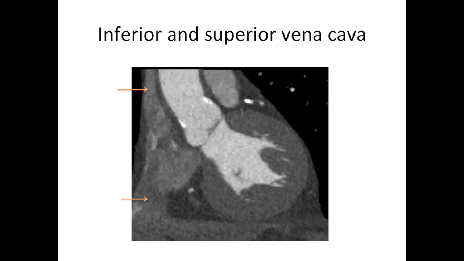So you can angle up your image on the CT scanner to the plane where you can see both of these. So here again, we've got the aorta, aortic valve, left ventricle, and on this side we've got the right atrium. This is the superior vena cava, and this down here is the inferior vena cava.